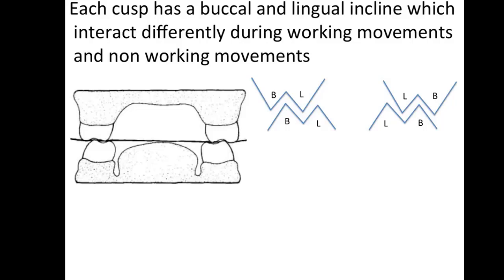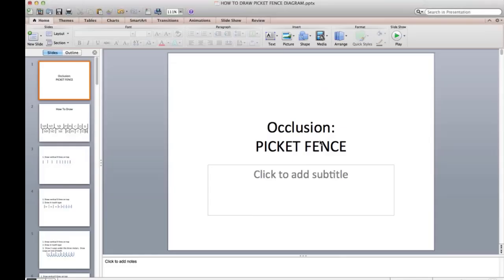Now I haven't talked at all in this lecture about working or non-working movements. I'm going to have another lecture for that probably. But these diagrams make it easier to visualize, you know, if the jaw is moving in a working movement or in a non-working movement, which cusps are going to be interacting and which inclines are going to be interacting. So that's it for the picket fence.